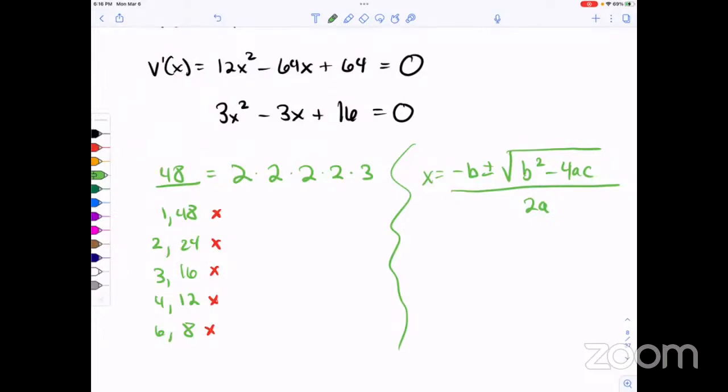So now if we use the quadratic formula, x is going to be 3 plus or minus the square root of 9 minus 4, where a is 3 and c is 16. Oh, okay. Maybe there's no solution. Did we do something wrong? Maybe we missed something somewhere.